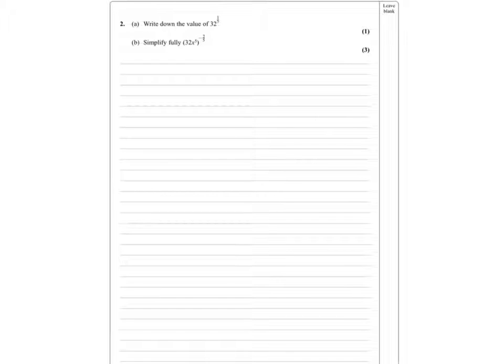Question 2, pretty straightforward. Part A is the 5th root of 32, so in theory you could rewrite it as that. I'm not going to say anything more than that. Right, you should know that. What times itself, times itself, times itself, times itself, times itself again makes 32. Now, it says simplify fully that.